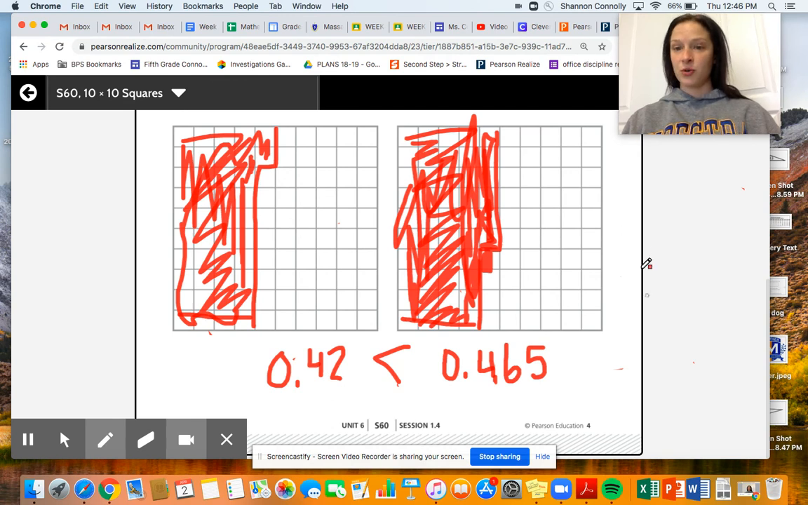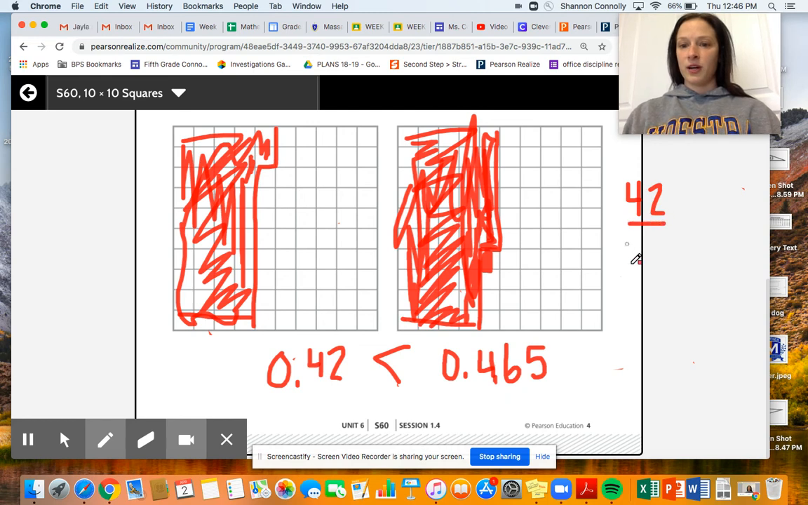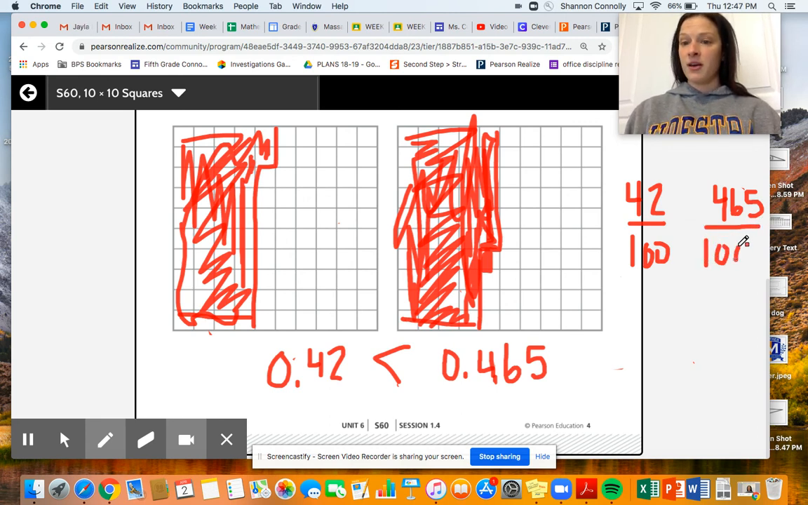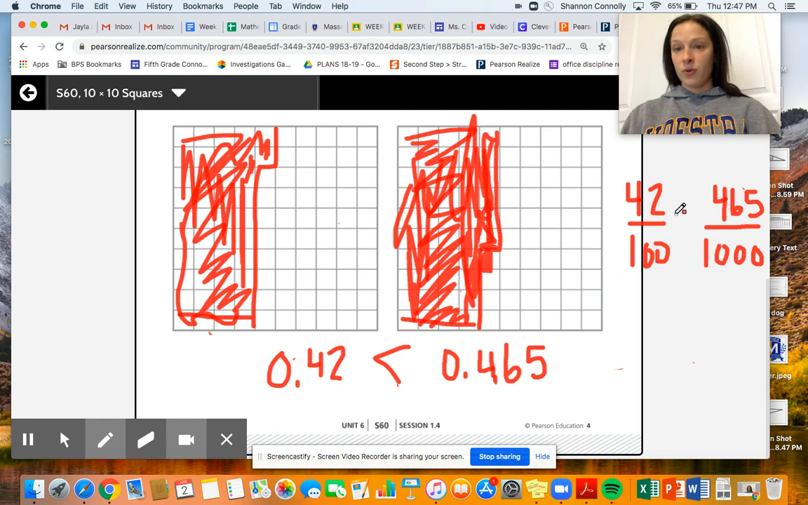Okay, moving on to our strategy of thinking about fractions. We have 42 hundredths, and we're going to compare it to 465 thousandths. I'm trying to fit it on the screen. But it is really hard to compare fractions or decimals that are this close in size when we have different denominators. So if I want to make an equivalent fraction, I know that I multiply the numerator and denominator by the same number. So to get from hundredths to thousandths, I'm going to multiply the denominator by 10. I'm going to multiply the numerator by 10.